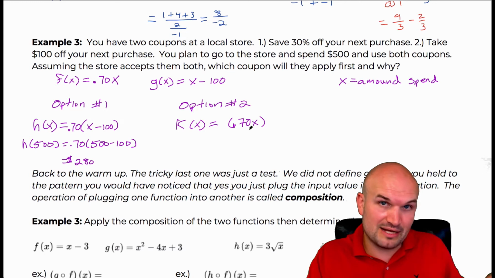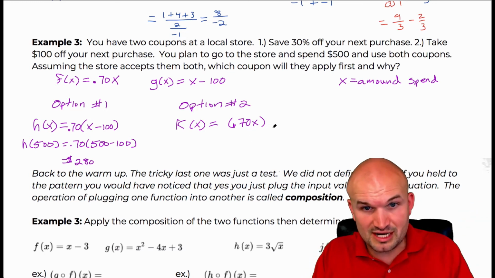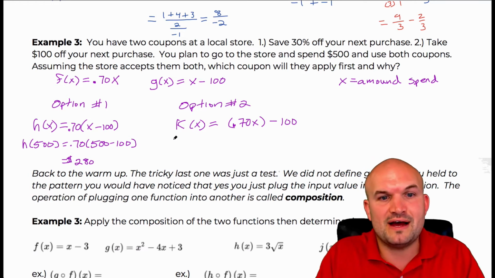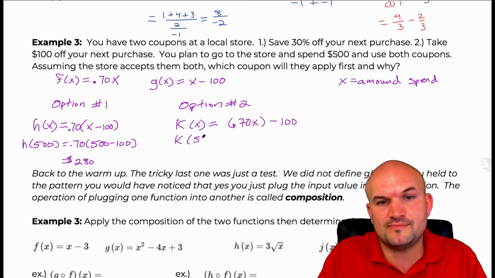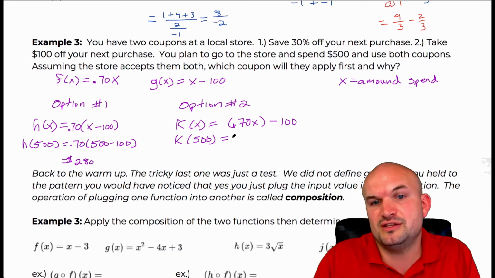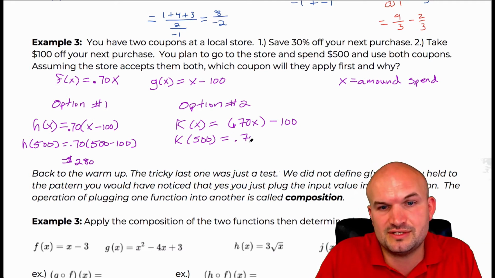So you're going to take the amount that you spend, you're going to immediately take 70% off that, and then you're going to subtract $100. So if I want to figure out what k of 500 is, again, like what we've done before, we're just going to plug 500 into the function and see what we get. So we get 0.70 times 500, and then minus 100.